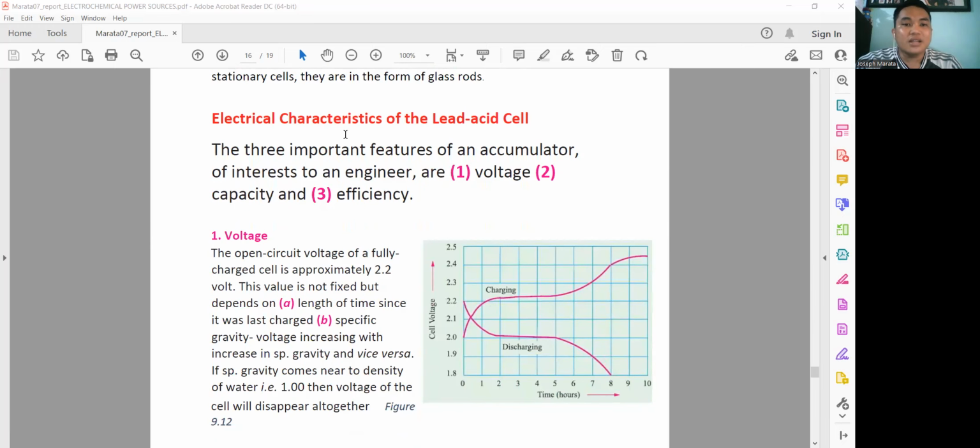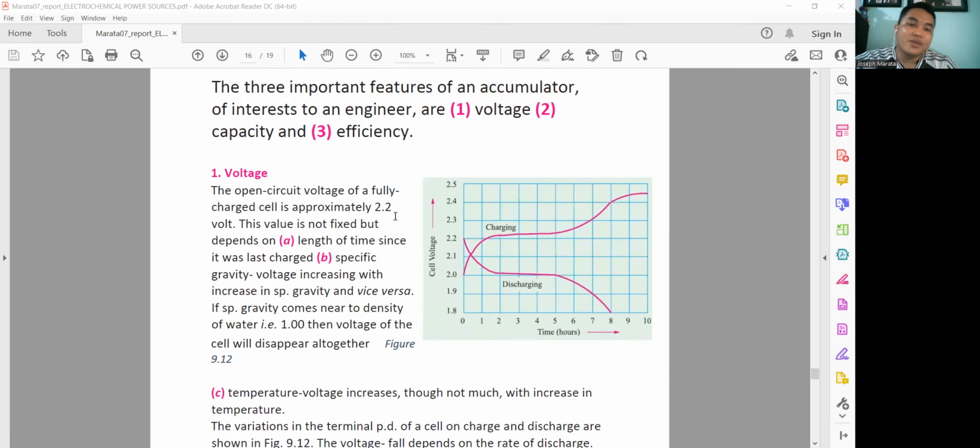This is the electrical characteristic of lead acid cells. The three important features of an accumulator of interest to an engineer are the voltage, the capacity, and the efficiency. The first one is the voltage. The open circuit voltage of a fully charged cell is approximately 2.2 volts. This value is not fixed but depends on the time since it was last charged.